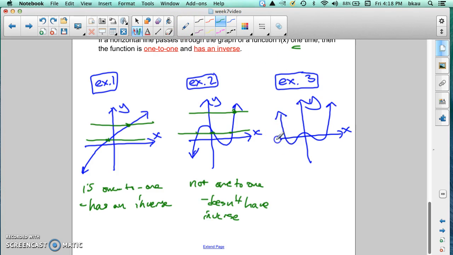Now, we could see here this one also doesn't have an inverse. We could just look at the x-axis. It crosses 1, 2, 3, 4 times. So this is not 1 to 1 also, and it doesn't have an inverse.